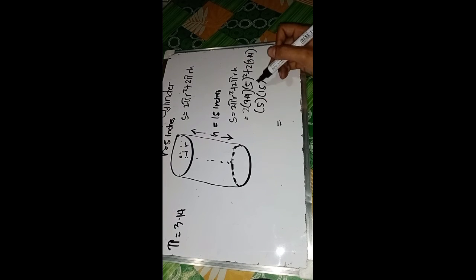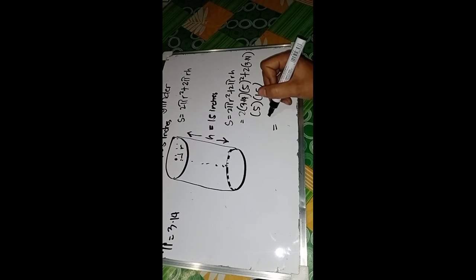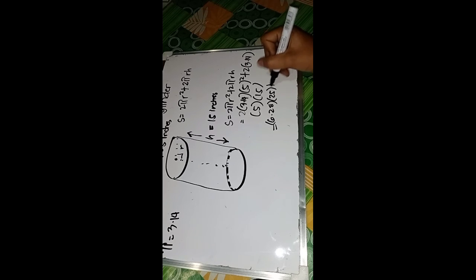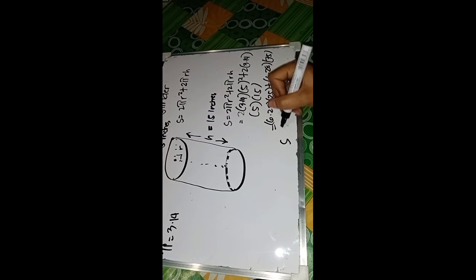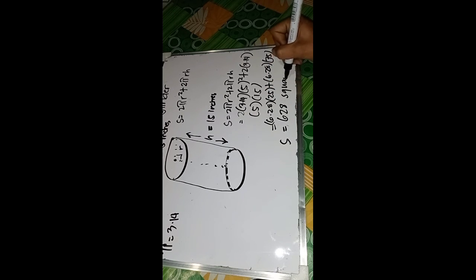So equals 2 times 3.14, that is 6.28, times 5 times 5, that is 25, plus 2 times 3.14, that is 6.28, times 75. 5 times 15, that is 75. So our surface area is 628 square units.